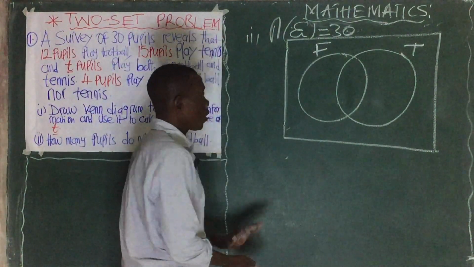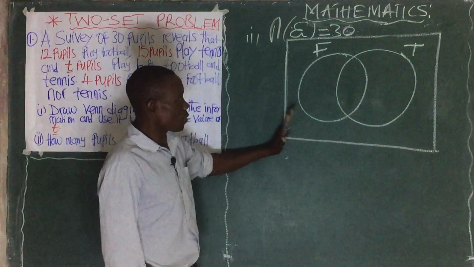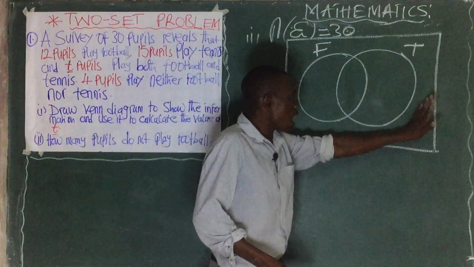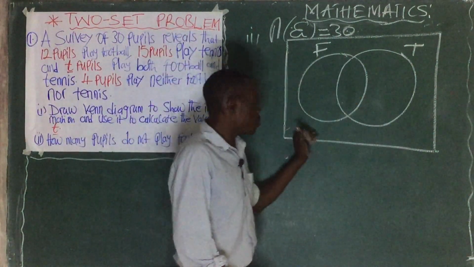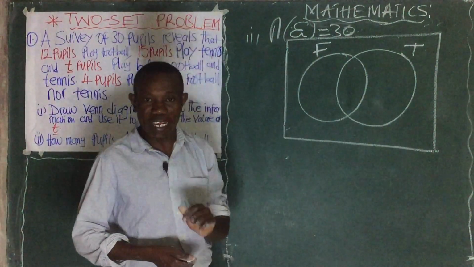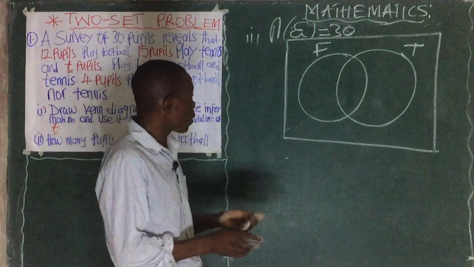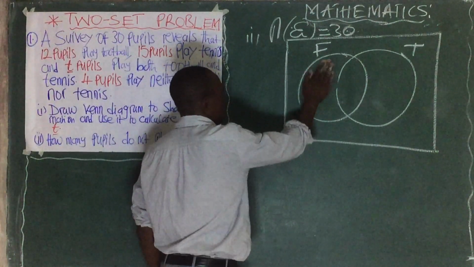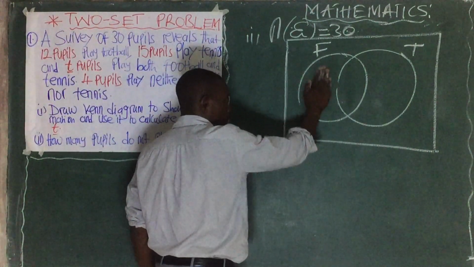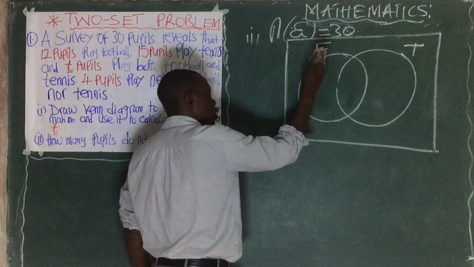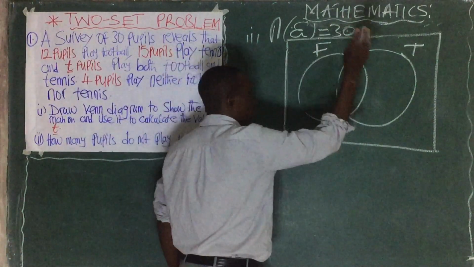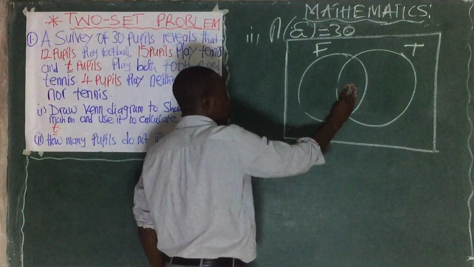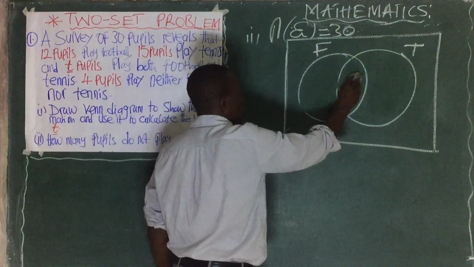If we define the spaces inside this rectangular box, we'll see that there's a space outside the circles. This space represents students who don't play football and don't play tennis. But when we come here, this space is just a space of F only. You can consider this as the space representing the number who play football only. The same for this one, the space for those who play tennis only. But here in the middle, you talk of the space that belongs to both tennis and football.